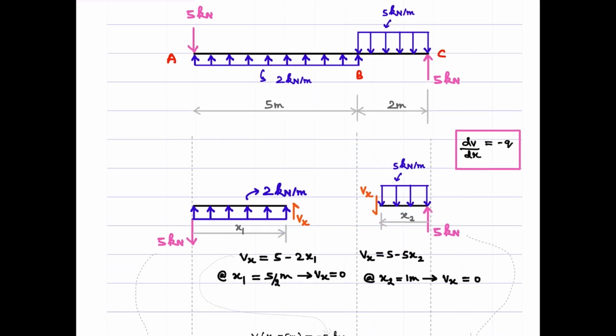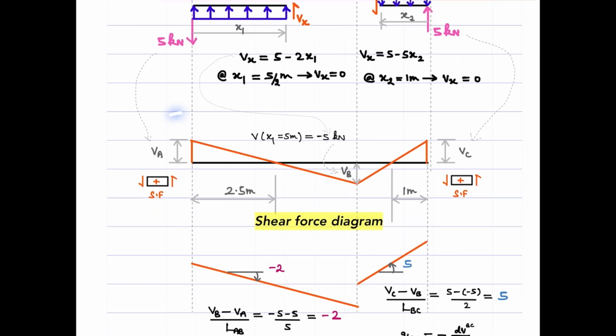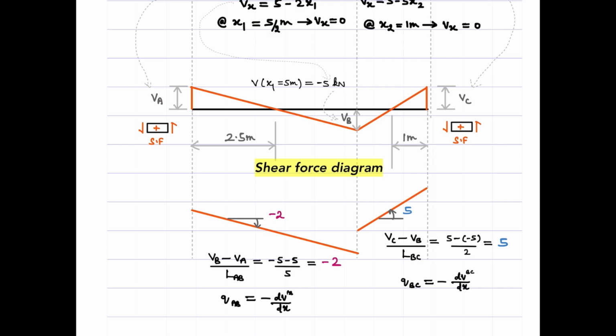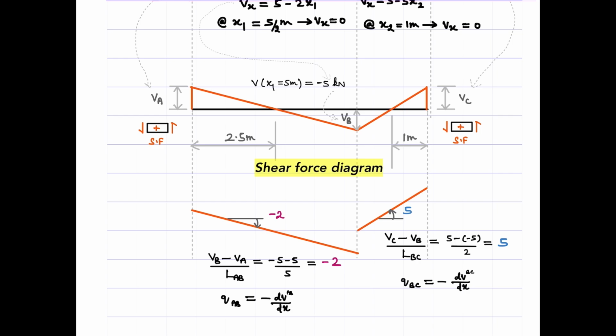Then using the vertical equilibrium equation, one can write these two expressions for shear force and determine the location where the shear forces become zero. In this case, the shear force becomes zero at a location of 2.5 meter marked from the left hand here. And for this span, this is happening at a location of 1 meter marked from the right hand. So the shear force diagram should look like this. And I am showing that you can relate the slopes to the corresponding intensity of load acting on each span here. That's all it is.